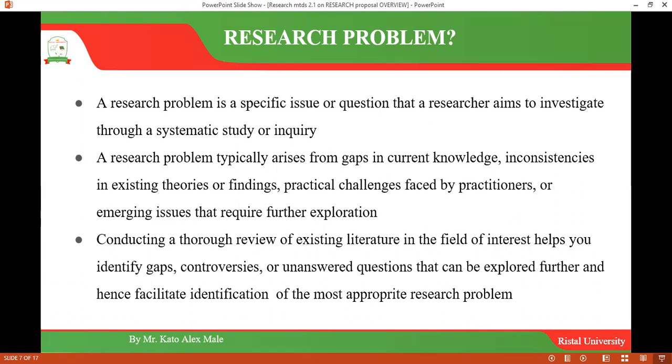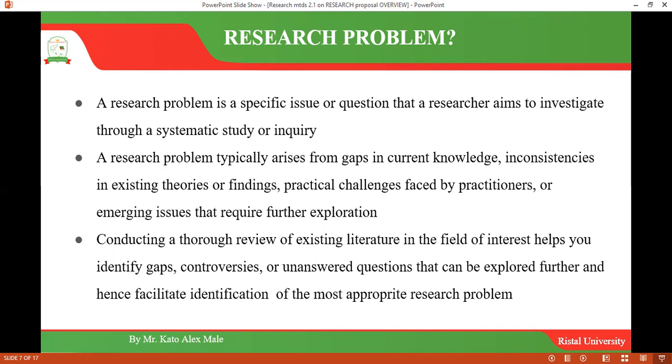Conducting a thorough review of existing literature in the field of interest helps you identify gaps, controversies, or unanswered questions that can be explored further, and hence facilitates identification of the most appropriate research problem. Like I've told you, once you have something in mind, this is now the problem you have seen. You have identified a certain gap in information, and you go further to read about any information available on that particular problem to really confirm that this gap in information is not filled.